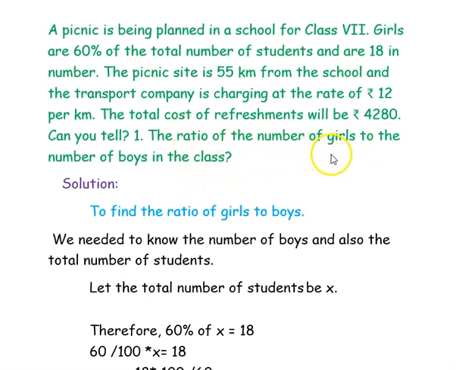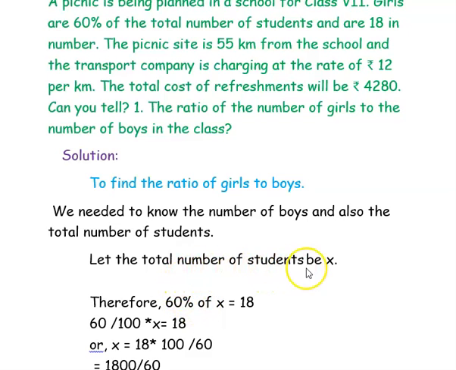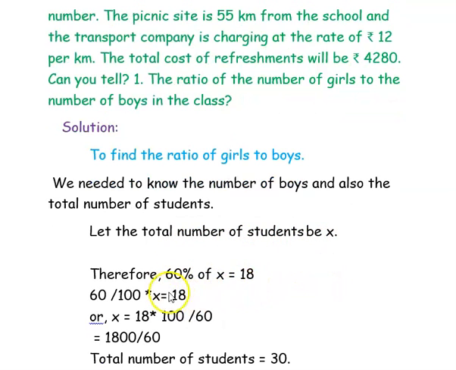The ratio of number of girls to the number of boys in the class. So, to find the ratio, we need to know the number of boys and also the total number of students. So, we have to find the number of boys and total number of students. Then only we can find the ratio of number of girls to number of boys in the class. So, now let's consider the total number of students to be X. Therefore, it's given 60% of total number of students, that is X, is equal to 18 girls.